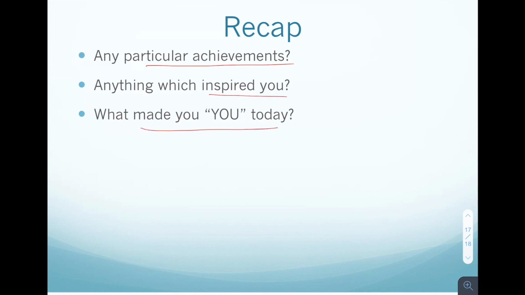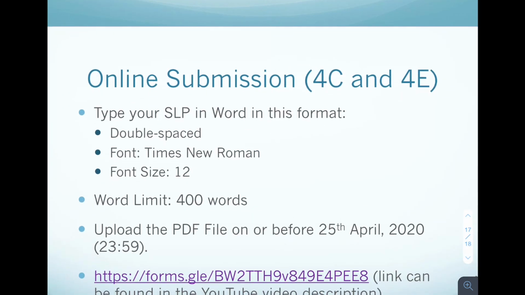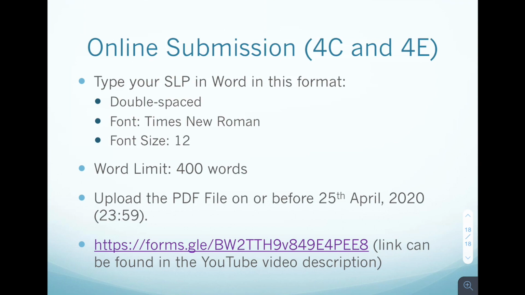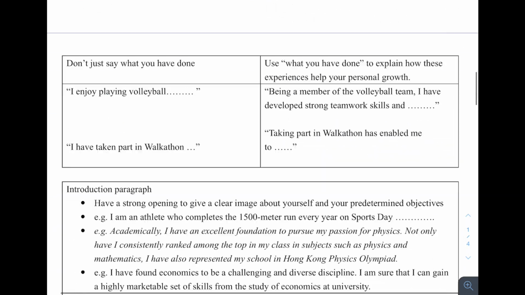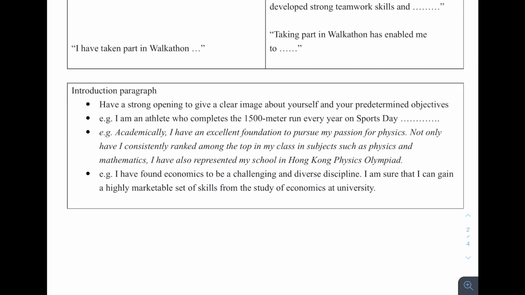Let's try to think about these questions, right? Okay, before we talk about the submission of your SLP essay, let's look at the worksheet. Let's return to the worksheet. So you can see all the main points in the first few pages, all the main points in the PowerPoint.